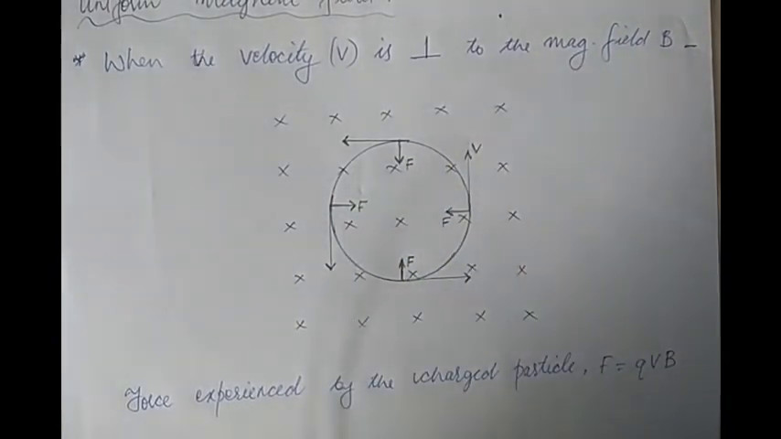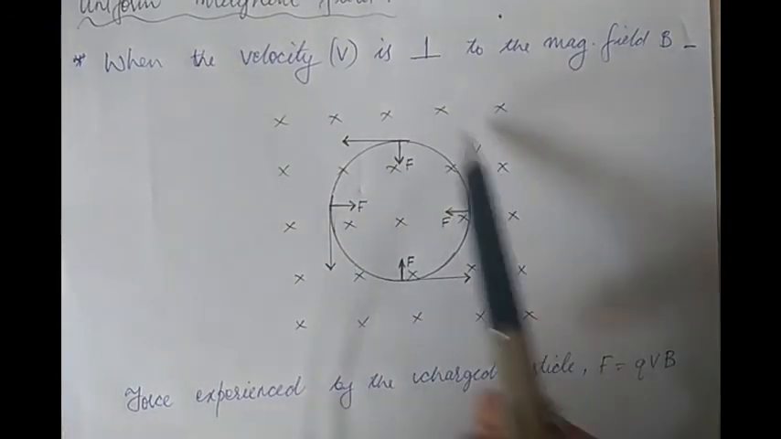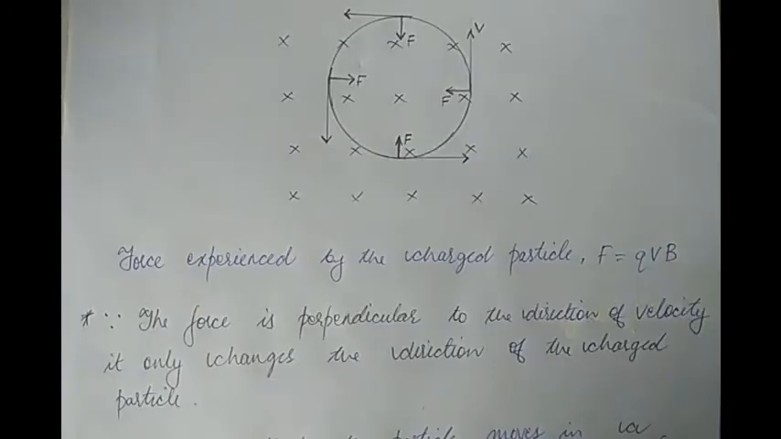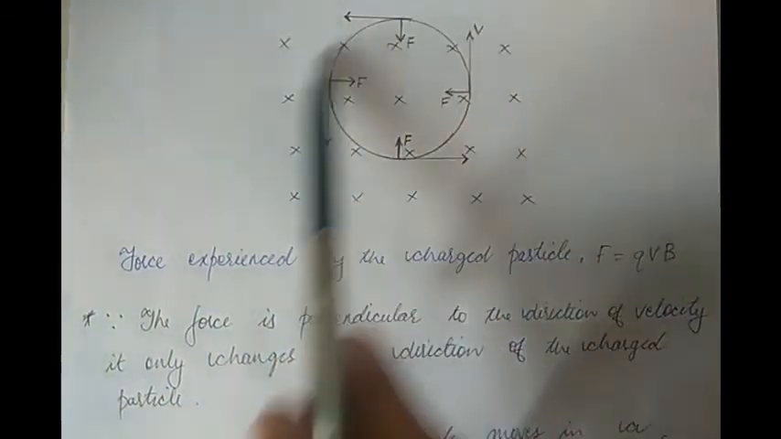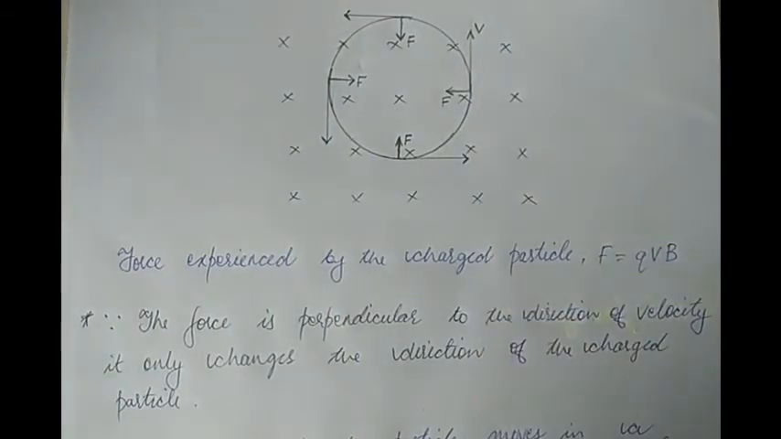So when the velocity of the charged particle is perpendicular to the magnetic field, the charged particle starts moving in a circular path. Now do remember in here that since the force is perpendicular to the direction of velocity, this force will not produce any change in the magnitude of the velocity. It only changes the direction of the velocity or the direction of the charged particle. So the charged particle continues to move in this circular path with the same constant velocity v. So this would be a case of uniform circular motion.